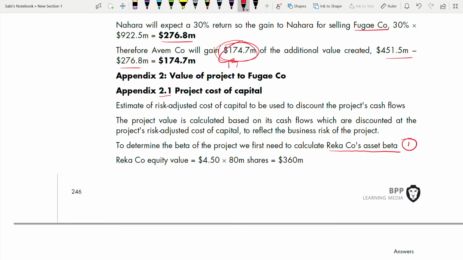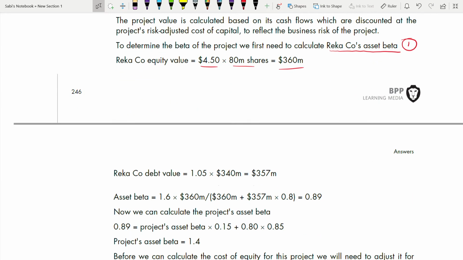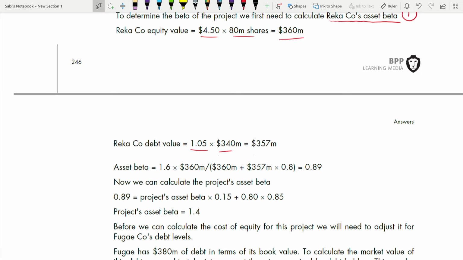First, find what is their equity value. Basically, you're finding the market value of equity and debt for Rekha. So, what is the market value of equity and debt? 4.5 into 80 million shares, 360 equity, and debt 1.05 and 340. Then, what is the asset beta? Equity beta has been given to you for Rekha. So, it is equity beta into value of equity over value of equity plus value of debt into 0.8, because tax is 20%, so after tax. So, this is asset beta. Just check this. It is less than equity beta. Correct. Technically, it is correct.